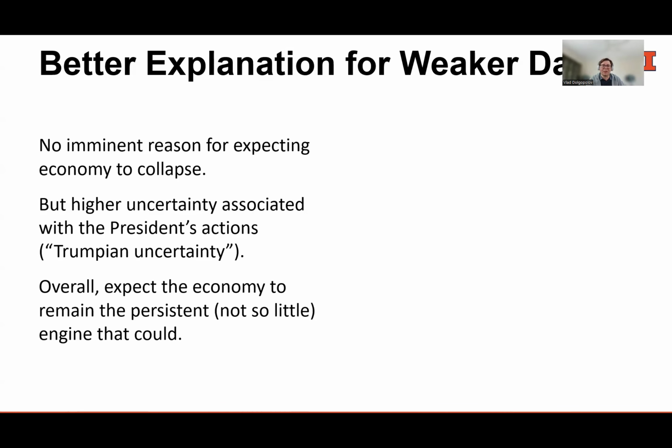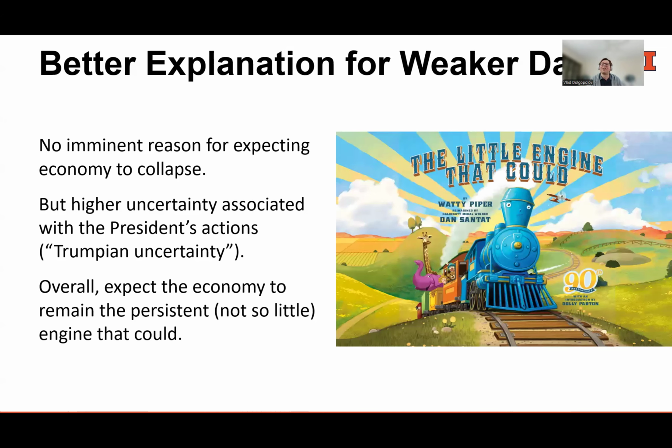But overall, what we are seeing is that the economy in the US seems to continue to be this little engine that continues performing well over the years. And there is really no big reason for us to expect that this is going to change in some way.